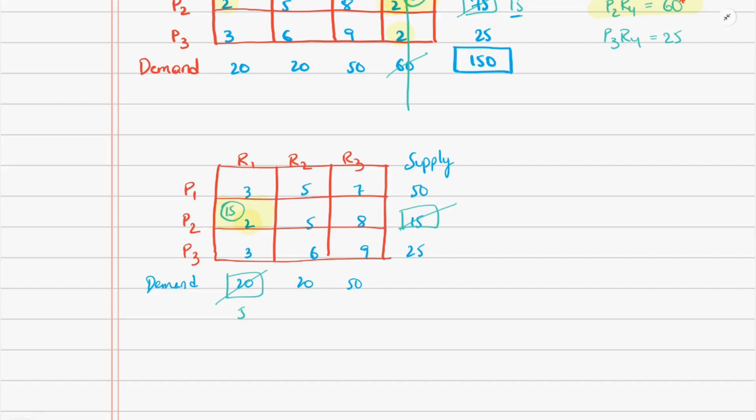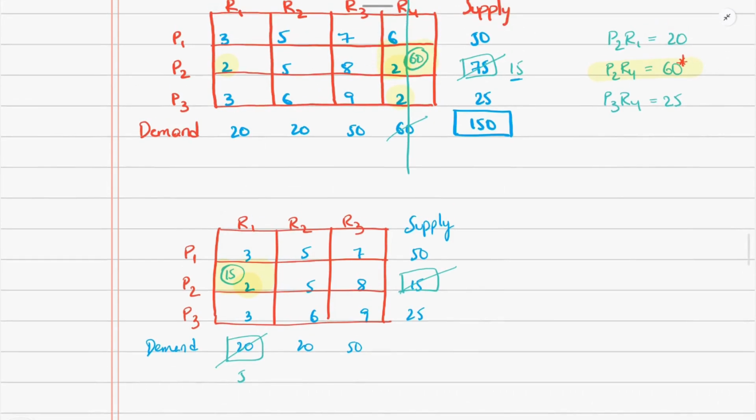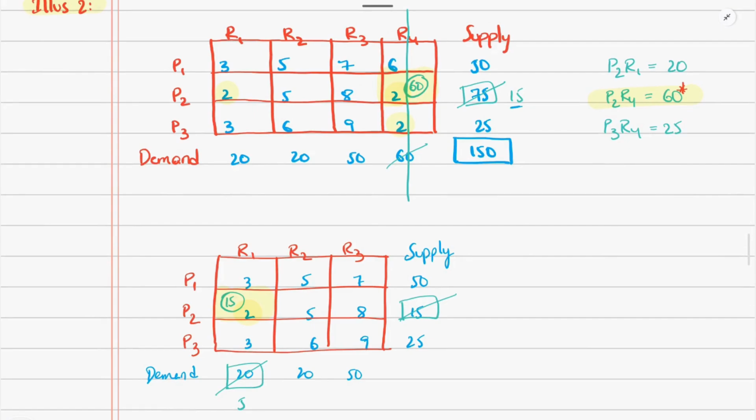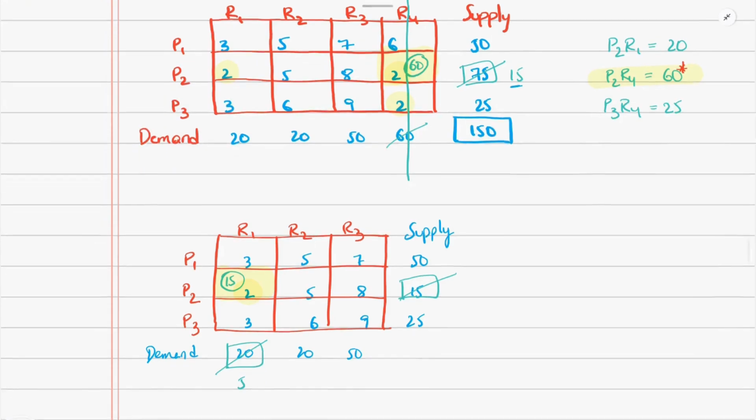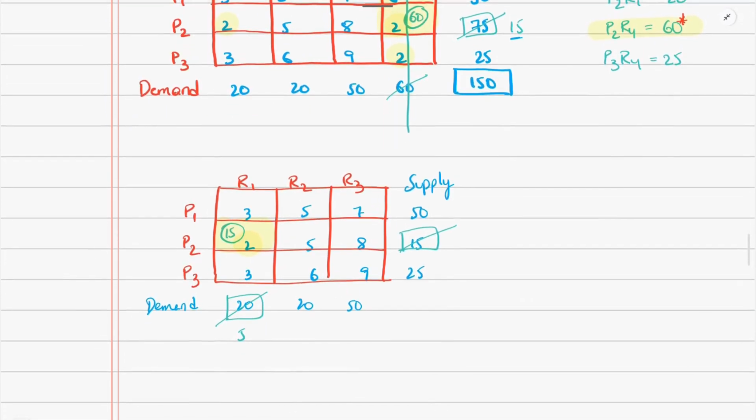Now if you observe, what did we do before? The demand of R4 is exhausted, so we completely eliminated him in the next table. The same scenario, now what is happening? Now the supply of P2 is completely exhausted. Here there is 0 now. So in the next table I am completely eliminating P2. Why? He is not capable of supplying anymore. What is the point of letting him into the next table?